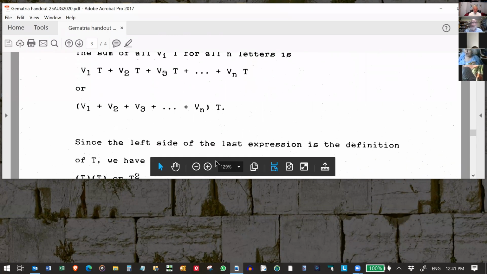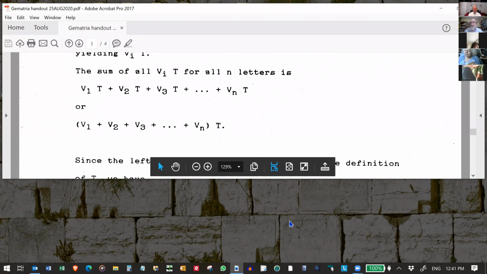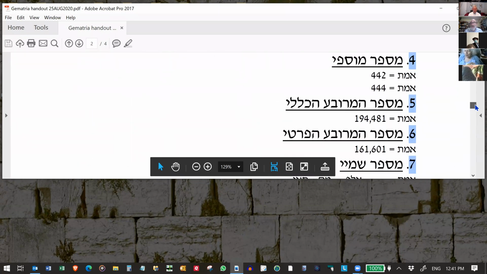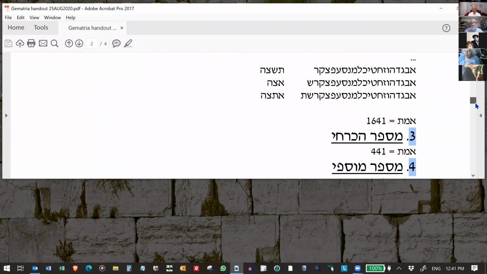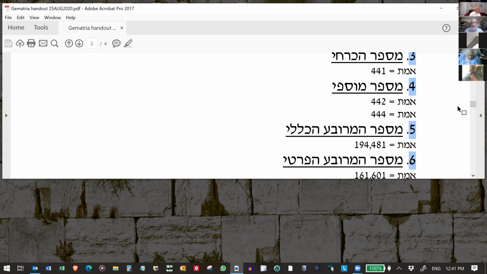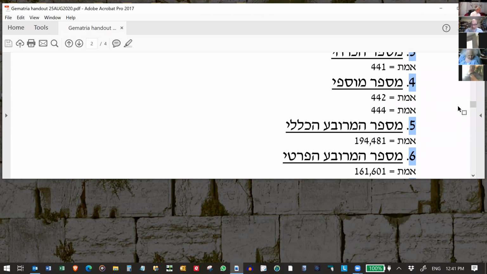Okay, let's jump back now to what I had up there. So that's Mispar Hamarubah Haklali. That was number 5. Okay, number 6. The individual square letter, Mispar Hamarubah Haprati. This just means that the value of a word is the sum of the squares of the individual letters.